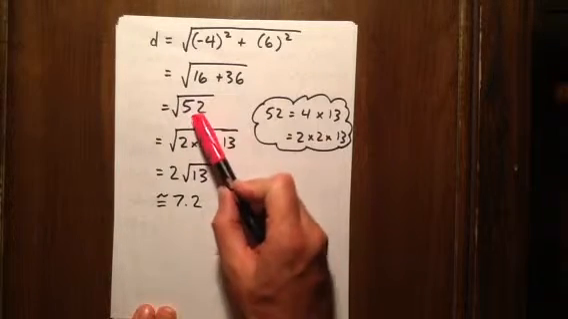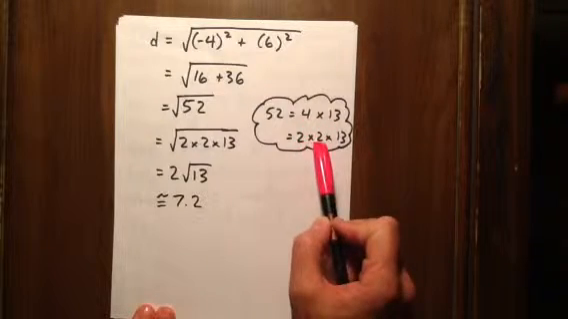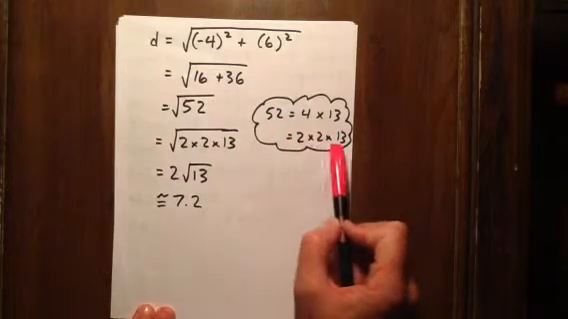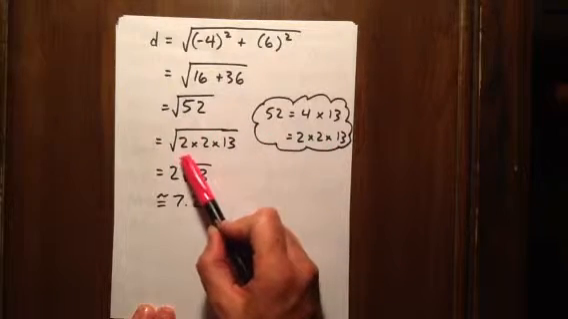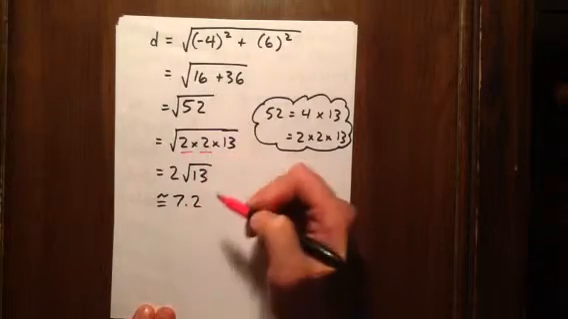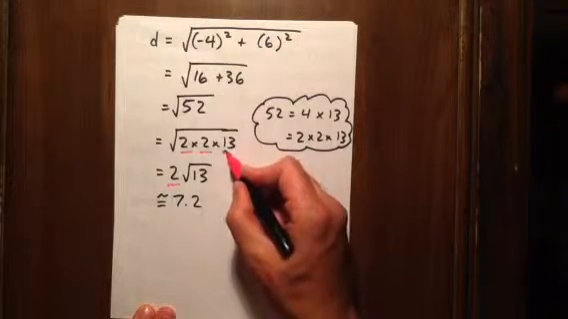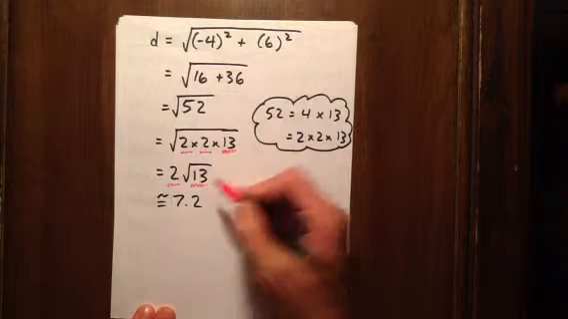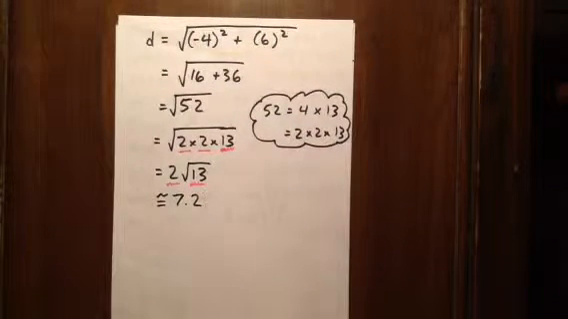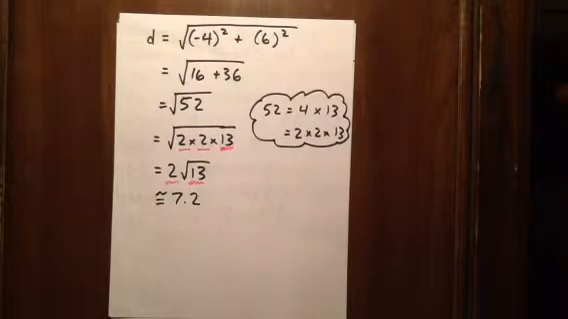Now the question wanted us to simplify that. Well, 52 is the same as 4 times 13, and 4 is the same as 2 times 2. So really 52 is like 2 times 2 times 13. So root 52 is like root of 2 times 2 times 13. We've got two factors of 2 on the inside, so let's put one factor of 2 on the outside. This 13 is alone on the inside, so we leave it alone on the inside. And so simplified, the distance of the point (-4, 6) to the origin is 2 root 13. But if we wanted to approximate it, and that's what that symbol means there, we would say it's approximately equal to 7.2.